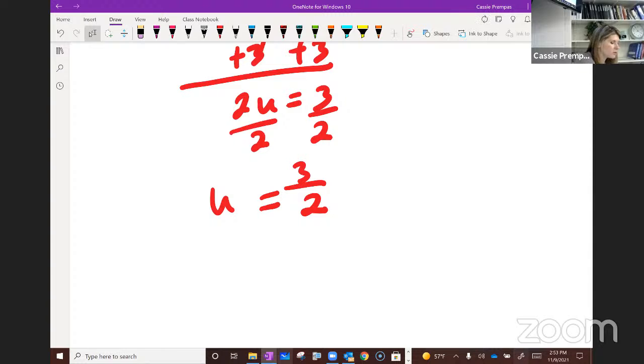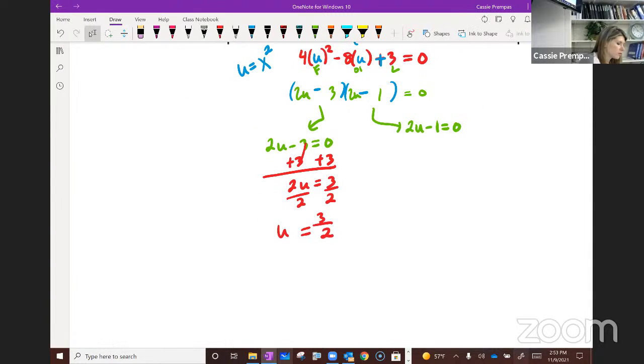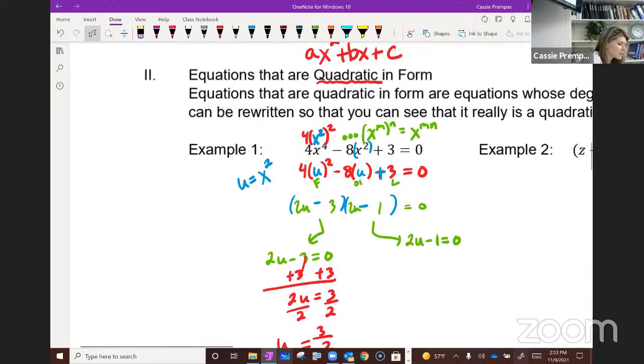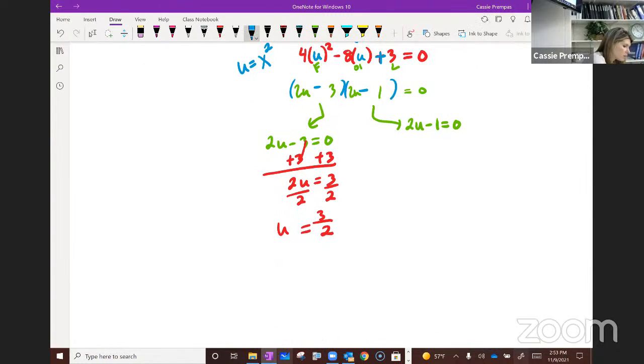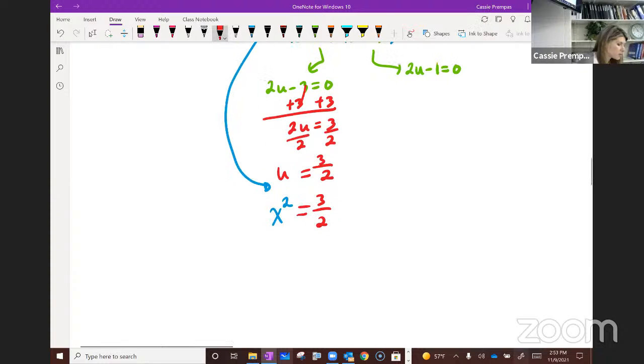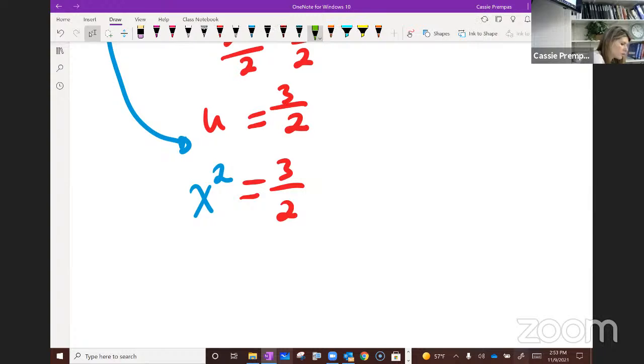X. So what do I need to do now? We're solving for, well, yeah, we need to solve for what is x, but what did u represent? X squared. So we've got to put that back in. And nice. We know how to solve this because it's just an x squared. So what undoes a square? Square root. What do I need to keep in mind when taking a square root? Plus or minus, and I also have to do what, Freddie?